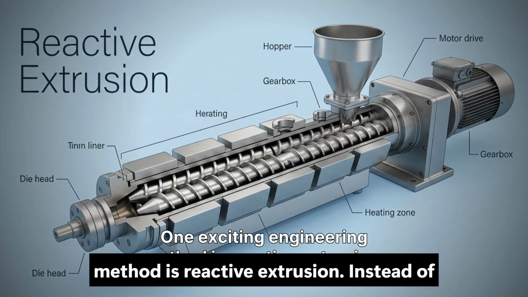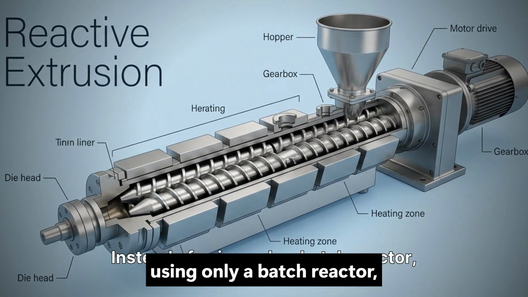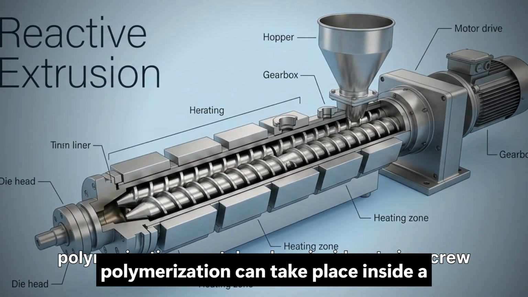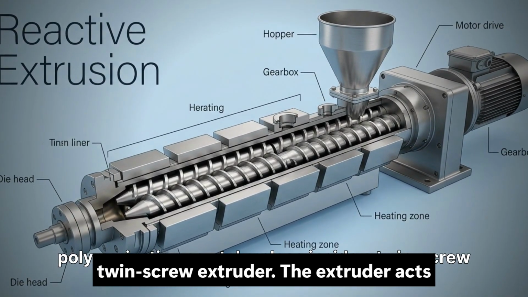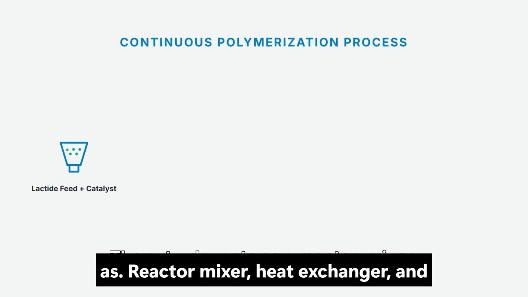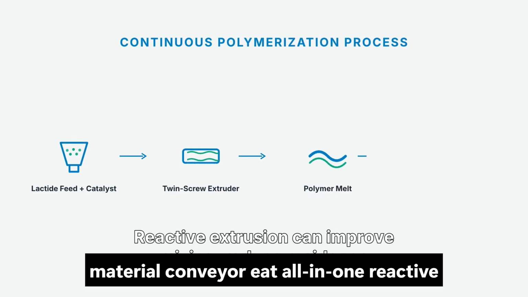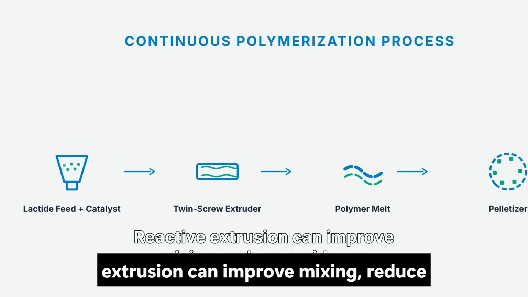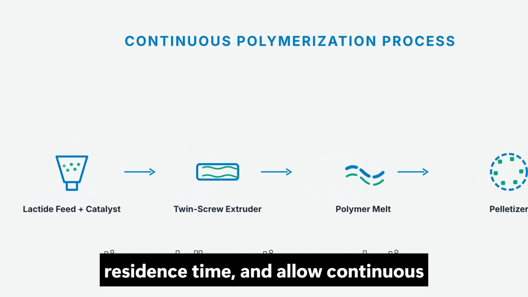One exciting engineering method is reactive extrusion. Instead of using only a batch reactor, polymerization can take place inside a twin-screw extruder. The extruder acts as a reactor, mixer, heat exchanger, and material conveyor, all in one. Reactive extrusion can improve mixing, reduce residence time, and allow continuous production.